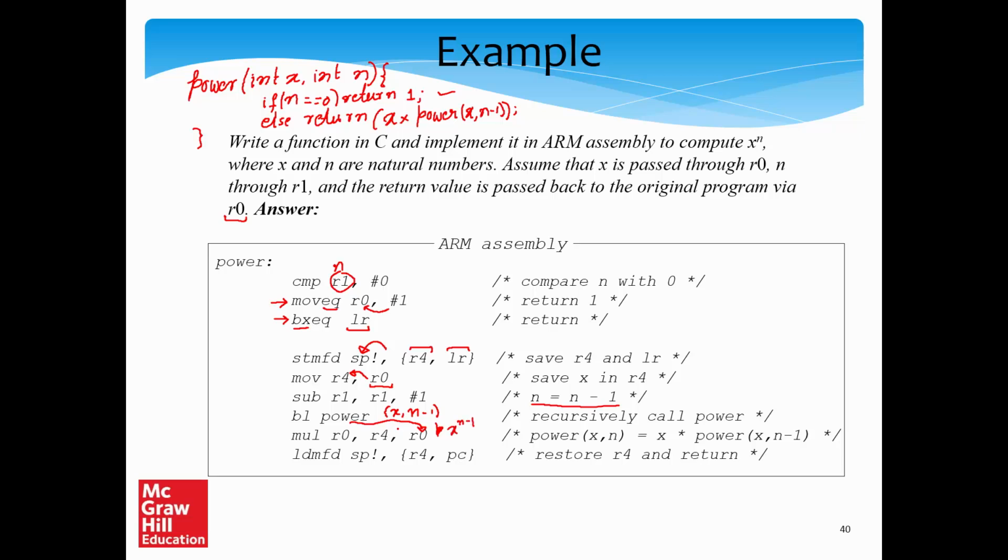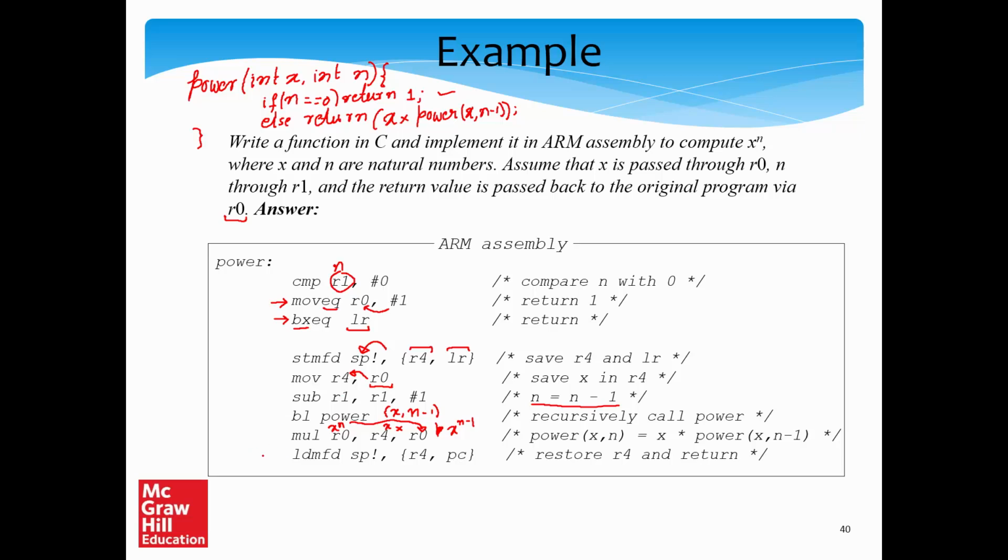We multiply this with R4, where R4 contains x, so x times x to the power n minus 1 becomes x to the power n. Subsequently, since this particular approach is a callee saved approach, what we need to do is restore the values of the registers that we have modified. So R4 is something that we have modified, so we need to restore it. And similarly, well, LR we have modified, but we don't have to restore it. We have to do something else.